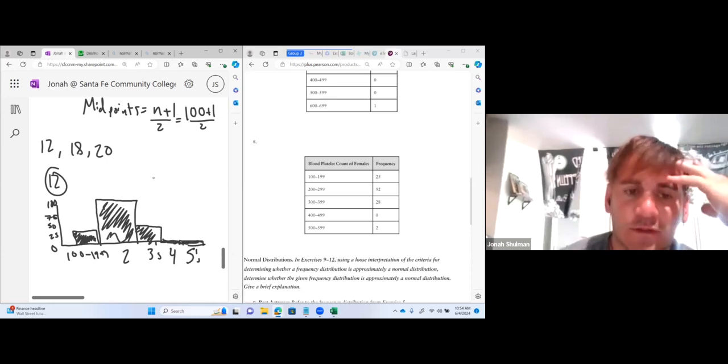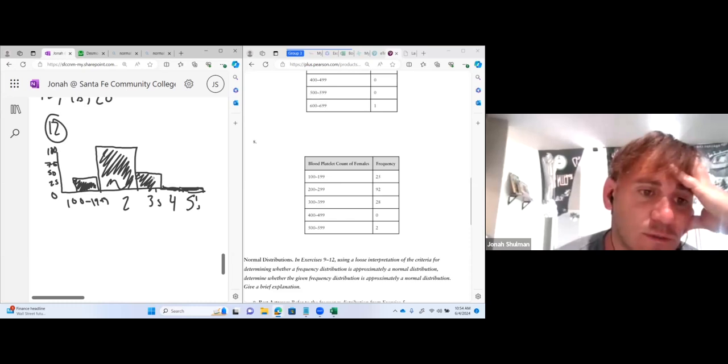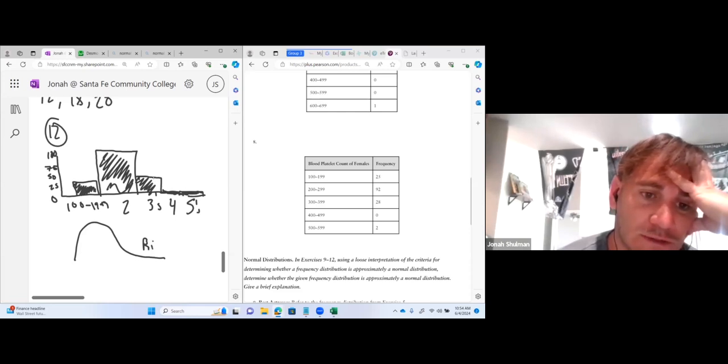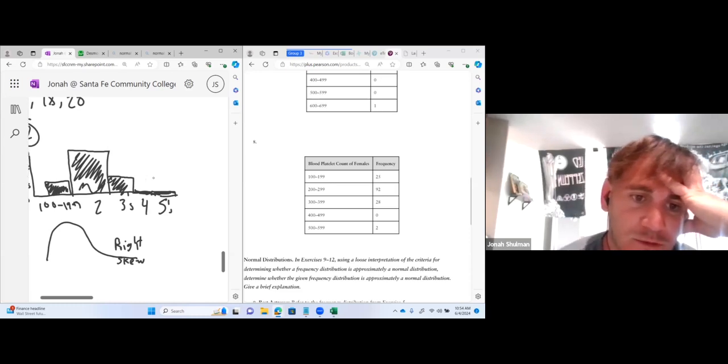This is not right. This is what's called, I might as well teach you this. It depends on the tail. So this is what this one looks like. You name it by the tail. So the tail here is on the right-hand side, so this is skewed right. Right skew. If the tail was in the front, it would be left skew.